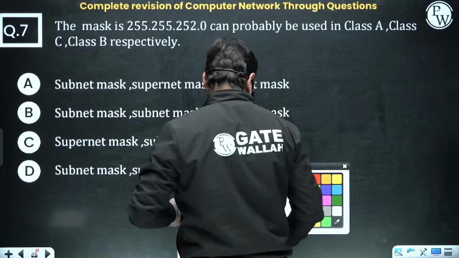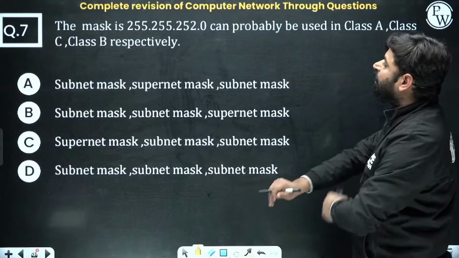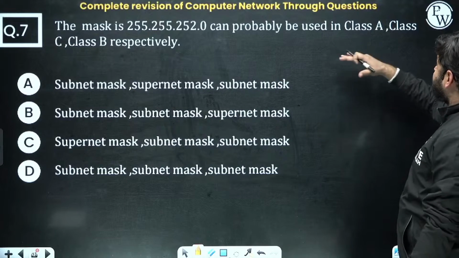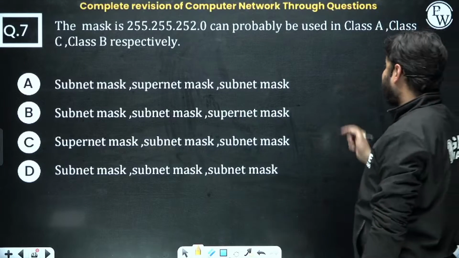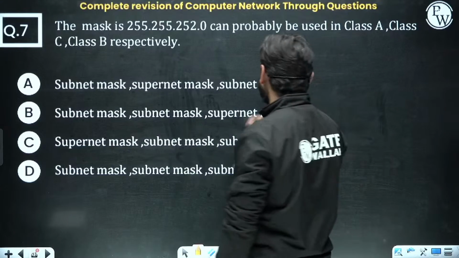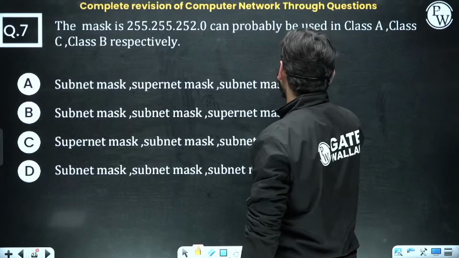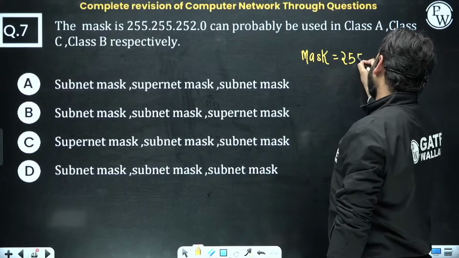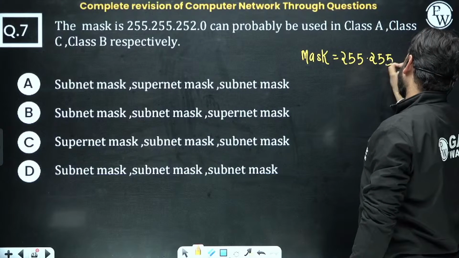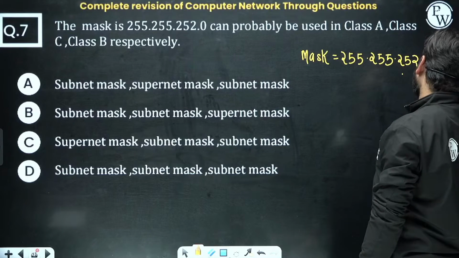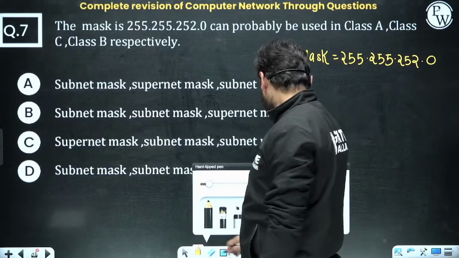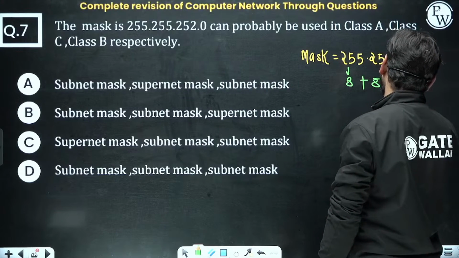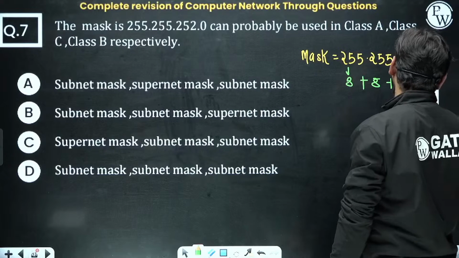Question number 7. The mask 255.255.252.0 can probably be used in class A, class C and class B. First of all, we have to count the ones in this mask: 8 ones plus 8 ones plus 6 ones, which is 22 ones.